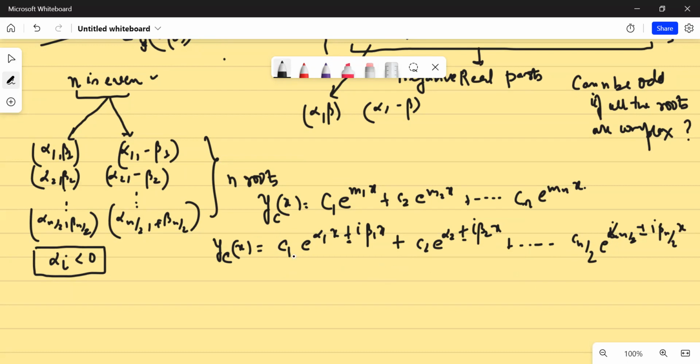Like, you can argue why did you write only C1? I'm right now not concerned about C1s and C2s and all those stuff. Or if you want, you can even write C1 plus C1 bar or something like that. But overall, this will be the general solution. Is that clear? Or is that not clear?